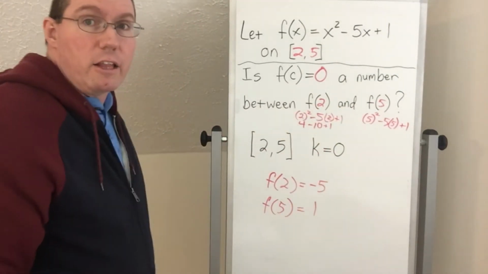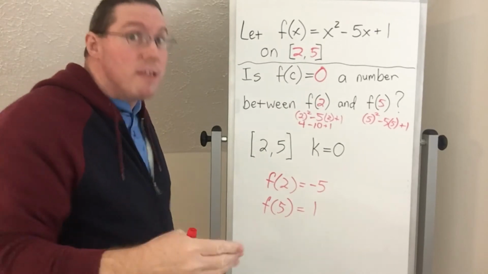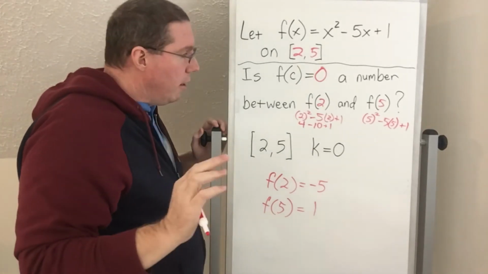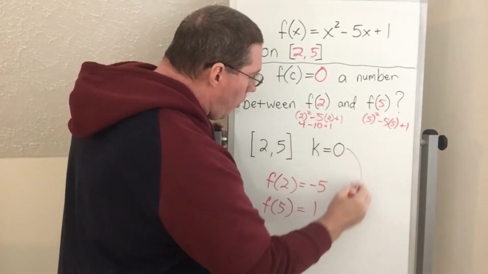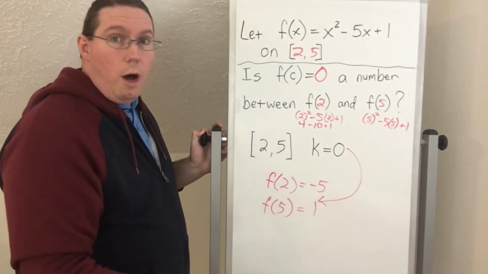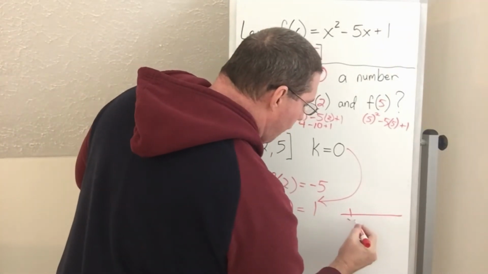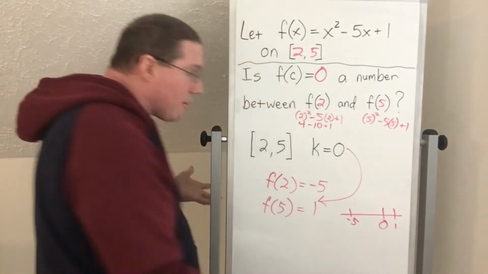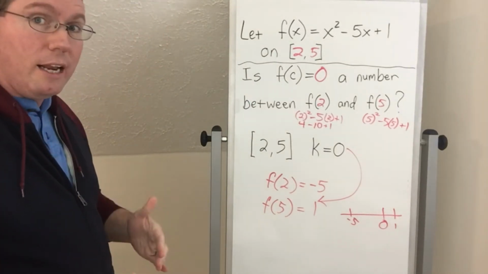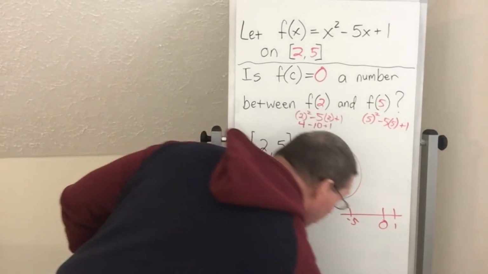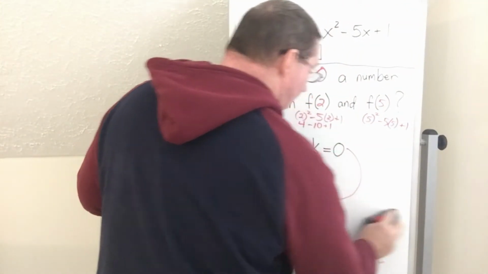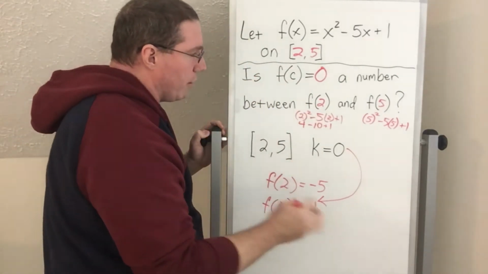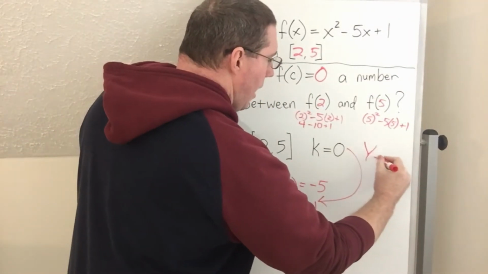Well, if you were asked that in like 2nd grade, you could answer that question. Well, maybe not. I don't think you learn negative numbers until maybe 4th or 5th grade, but still. Is 0 a number that is between negative 5 and 1? Well, if we go to a number line, we know that negative 5 is over here. We know that 1 is over here. Where's 0? 0 is right about here. So yes, 0 is between negative 5 and 1. That's basically the only question that we're asking here, and the answer is yes.